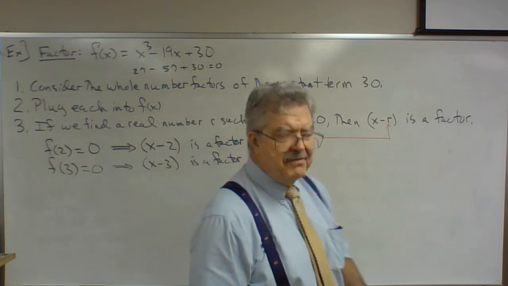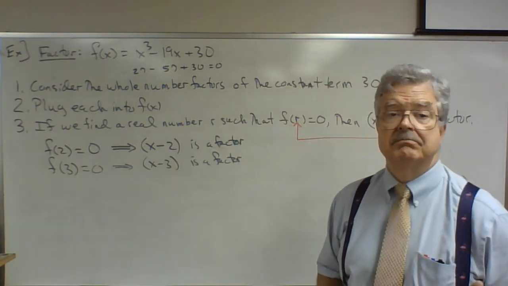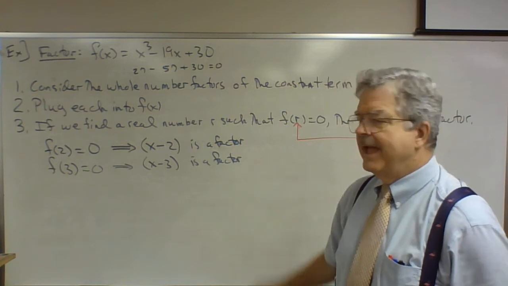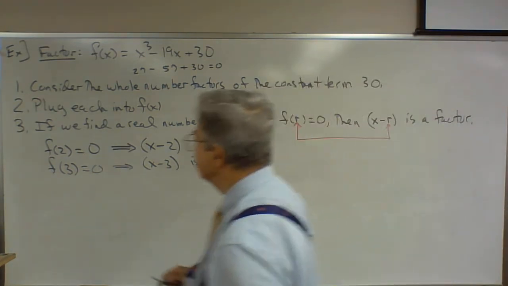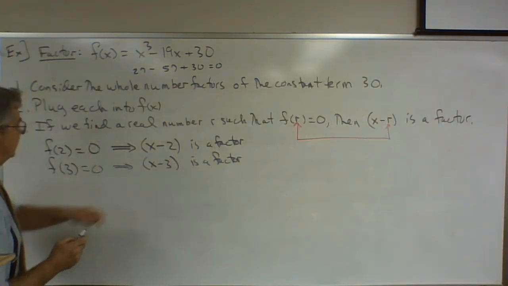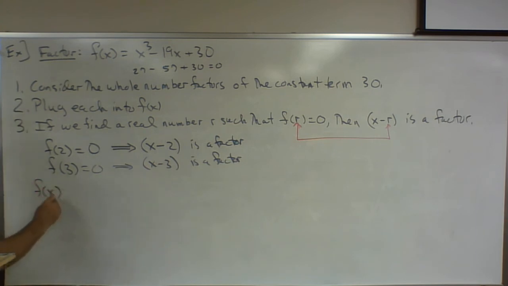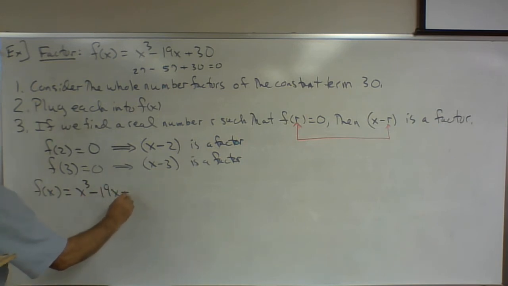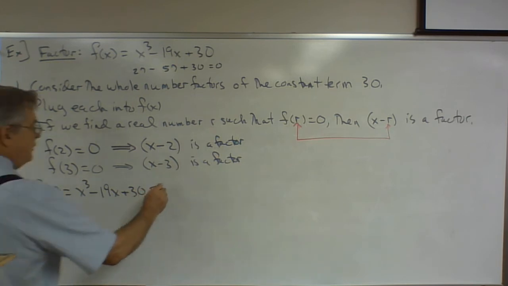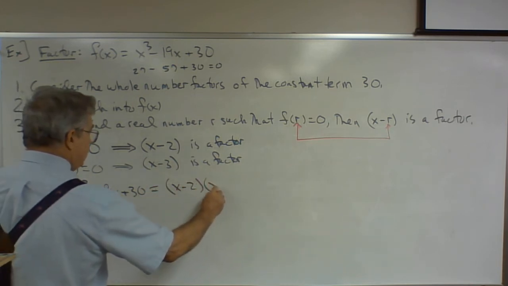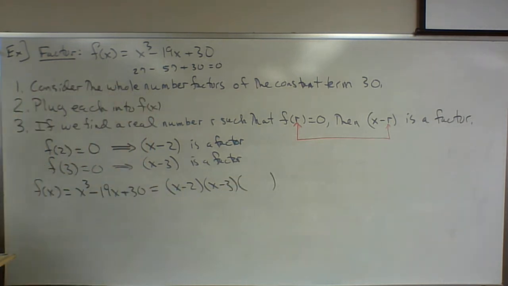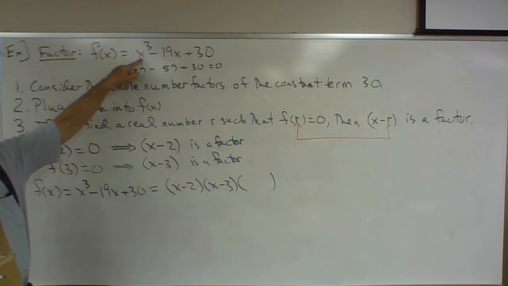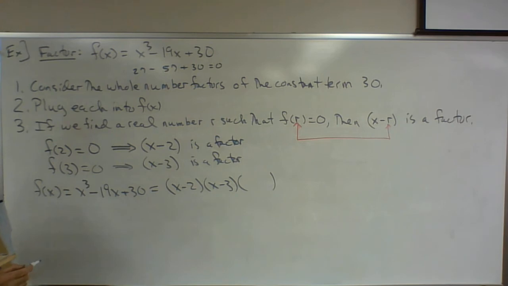Now we could probably figure out the remaining factor based on what we already have. As a matter of fact, let's do that. We have two factors. F of x equals x cubed minus 19x plus 30, and we know that that's equal to x minus 2, x minus 3, times one other factor. The fact that the polynomial is of degree 3 means we expect to have 3 factors.